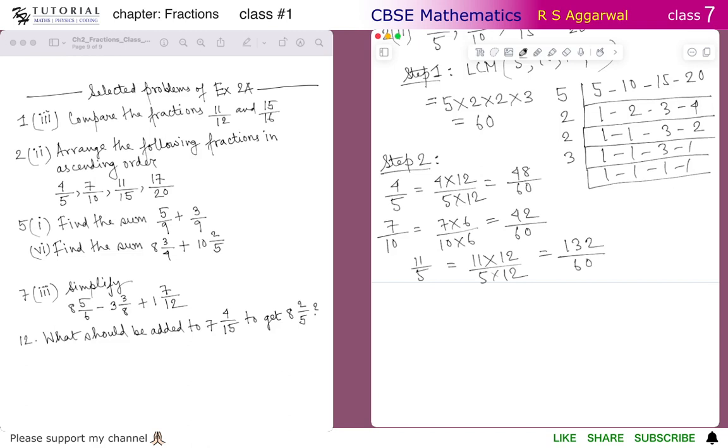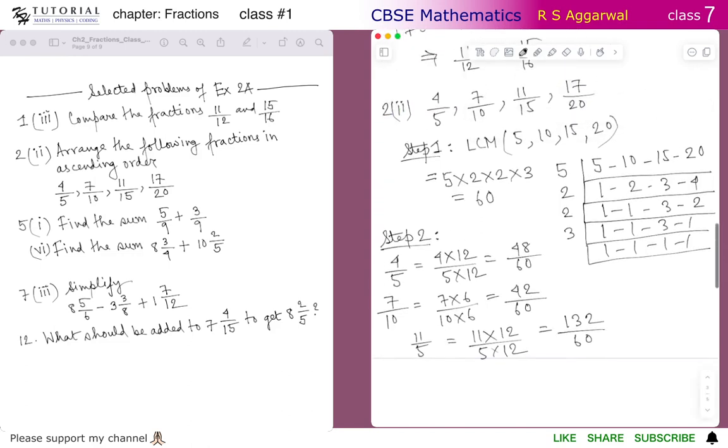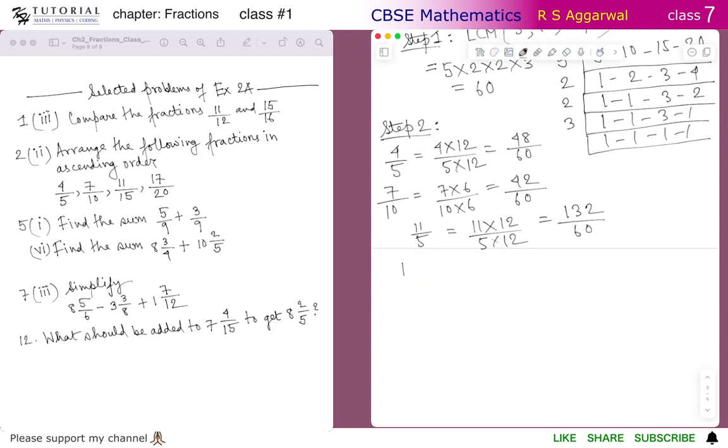22 and 11, 22 and 11, yeah, 132. And finally we have the fraction 17 by 20. 17 by 20 becomes 17 into 3, 20 into 3, this becomes 51 by 60.